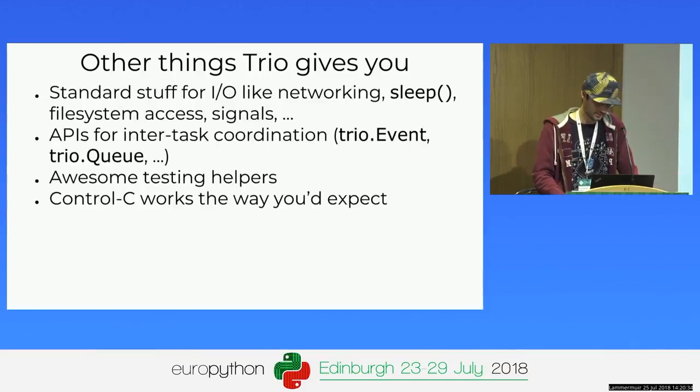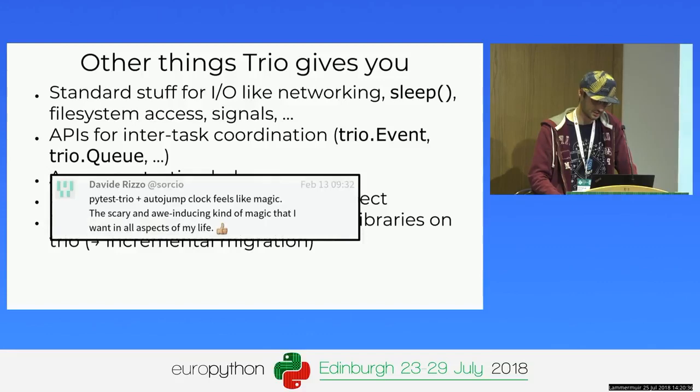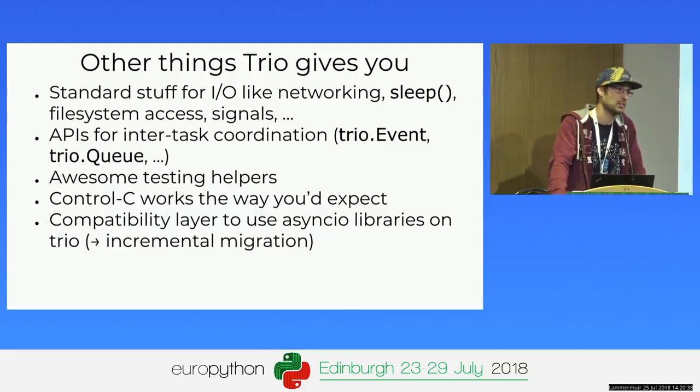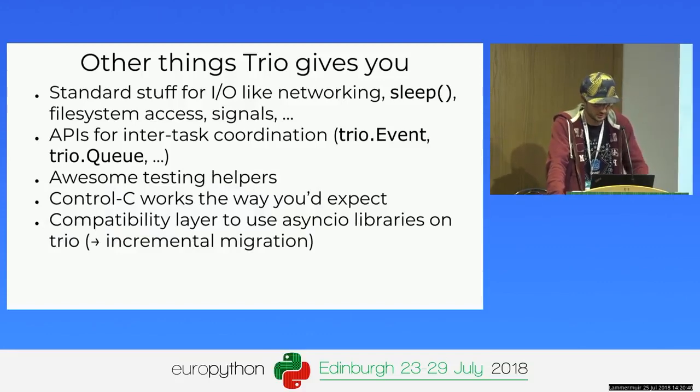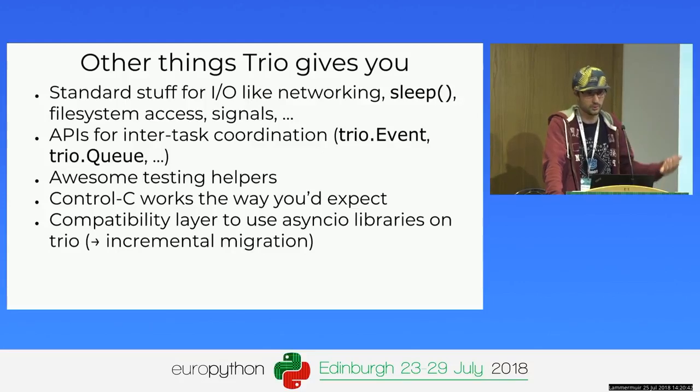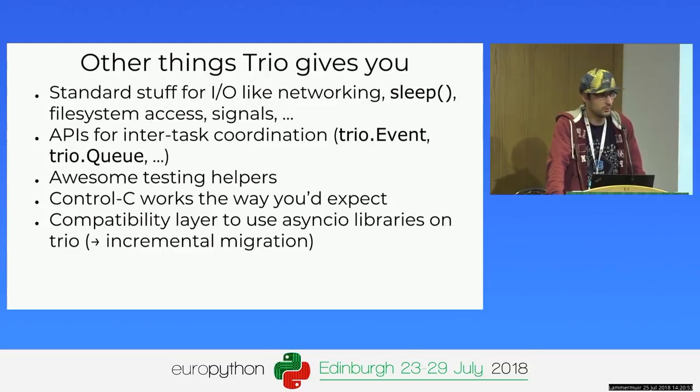Anyway, so what does Trio offer you? Basically, there is everything that you can expect from an asynchronous library, all the standard stuff. You can use asynchronous file system access. You can use networking. There are all those synchronization tools, like we used event. You have queue, you have locks, etc. There is a really good testing helper. If you love PyTest, there is a great PyTest module. If you love Hypothesis, there is a great Hypothesis module. If you don't love Hypothesis, you should try Hypothesis, and then you will love it.